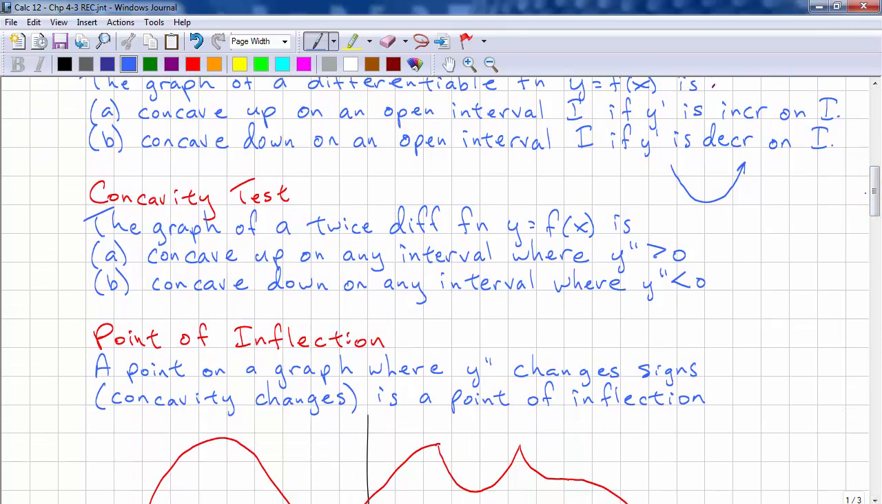Concavity test. Okay, so the graph of a twice differentiable function y equals f of x is concave up on any interval where the second derivative is greater than 0. So this means positive. And here it means negative. So I think we can see that this definition may be a little bit easier to work with than that definition.